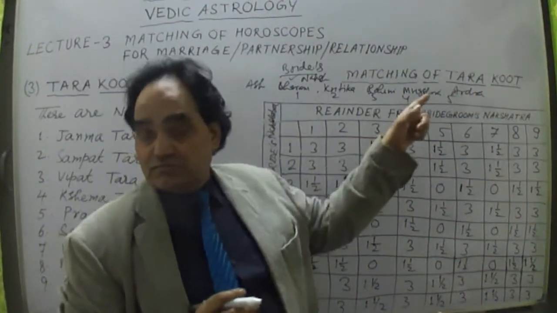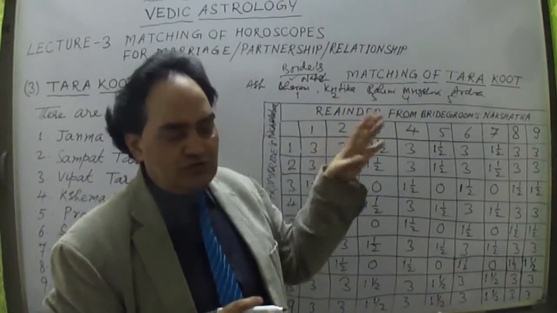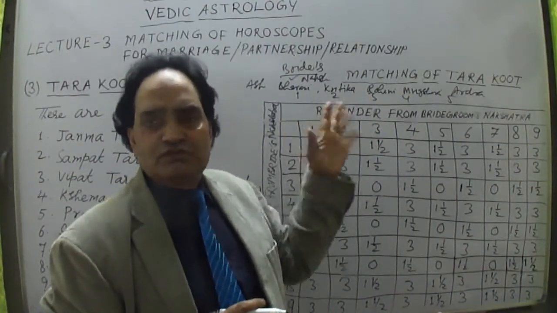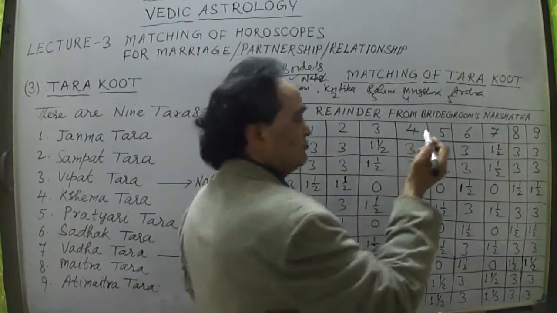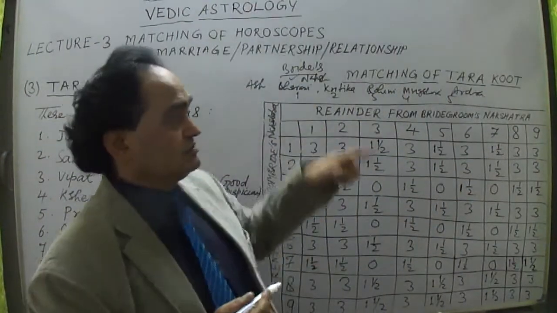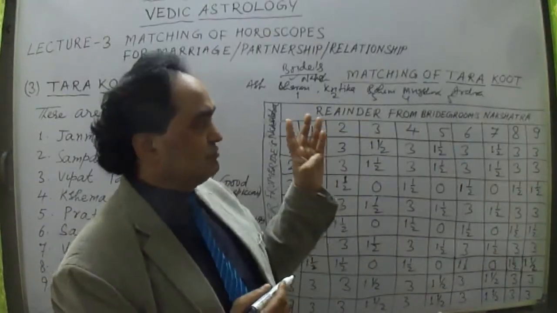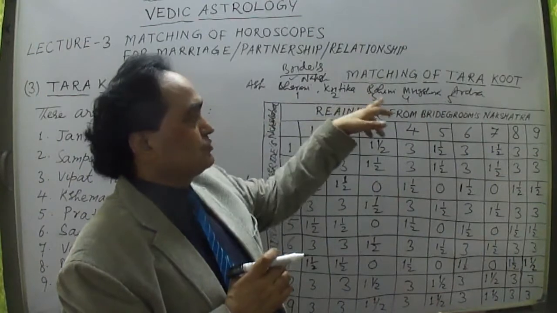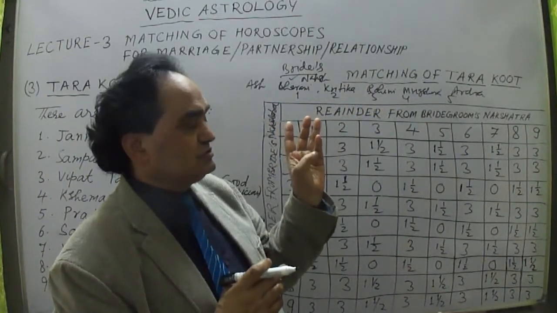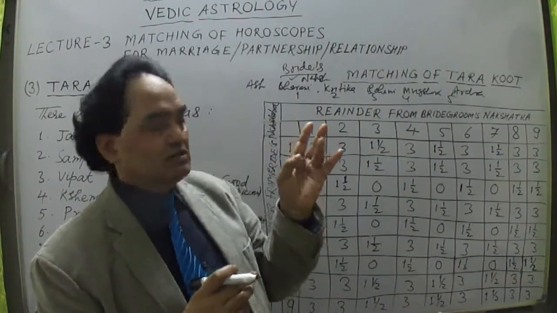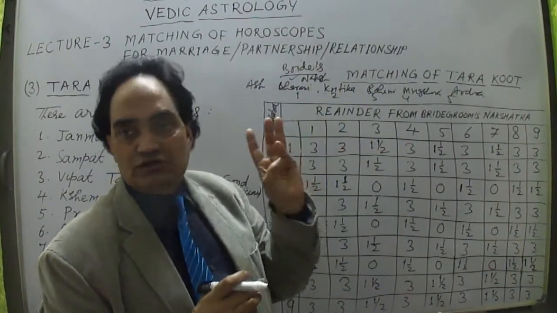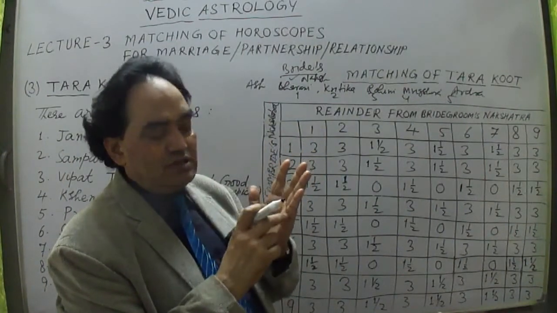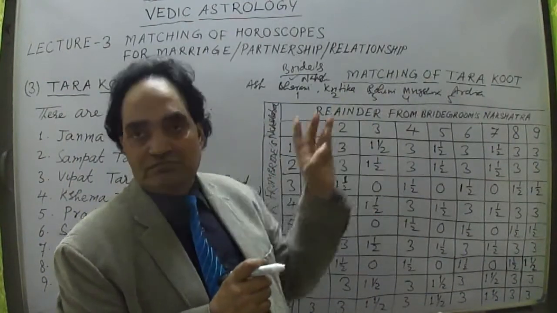Suppose the bridegroom's nakshatra is Anuradha. So where is Anuradha nakshatra? Ardra, Punarvasu, Pushya, Aslesha. Now let me count on fingers. Ashwini, Bharani, Kritika, Rohini, Mrigashira, Ardra, Punarvasu, Pushya, Aslesha, Magha, Purva Phalguni, Uttara Phalguni, Hasta, Chitra, Swati, Vishakha, Anuradha. So this is Anuradha here, number 11 further.